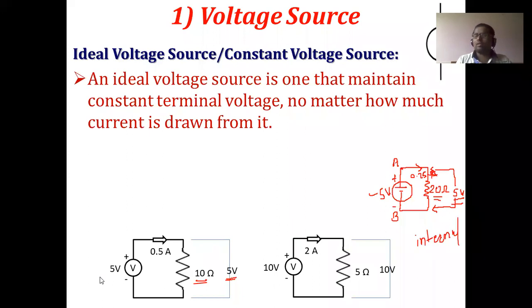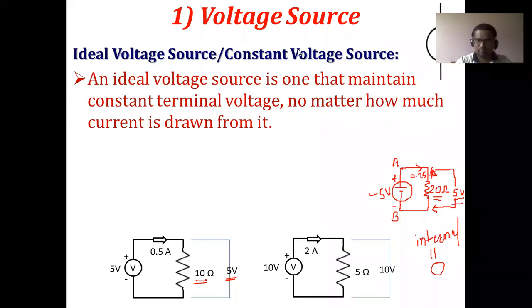Is it right? And here, in the case of an ideal voltage source, we consider that internal resistance is zero. That's why it is possible. What is possible? The constant voltage is developed across the load resistance, whatever the value of the load resistance is.